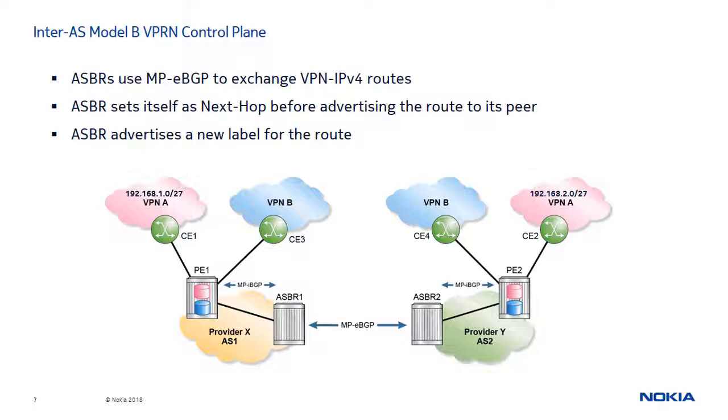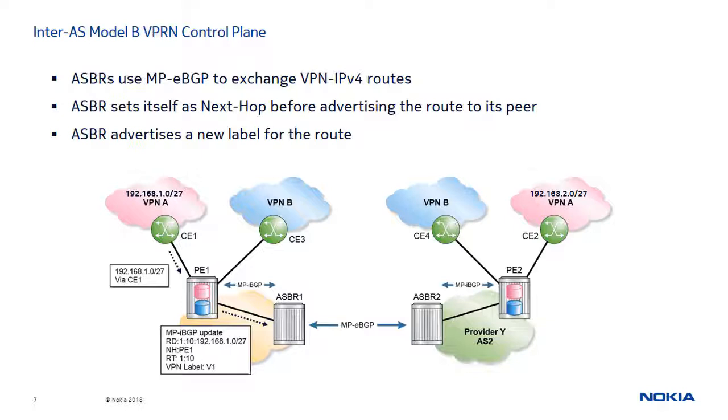In this example, CE1 propagates the IPv4 route 192.168.1.0/27 to CE2. First, CE1 sends the route 192.168.1.0/27 to PE1 as an IPv4 update. PE1 adds the route distinguisher and route target to the IPv4 route, allocates VPN label v1, and sends the VPN IPv4 route to ASBR1 via MP IBGP.